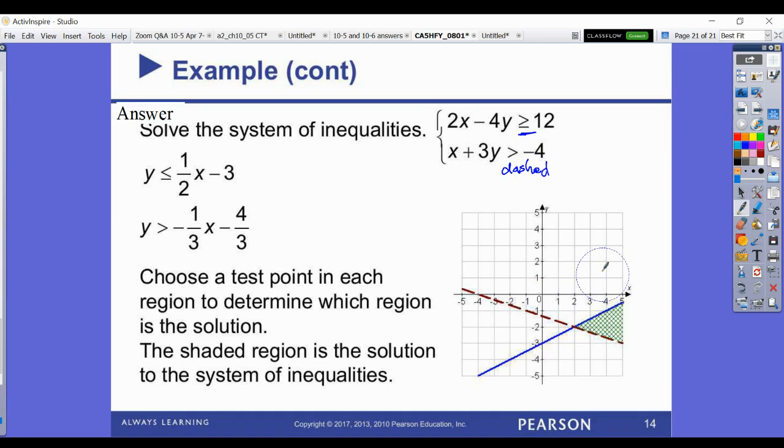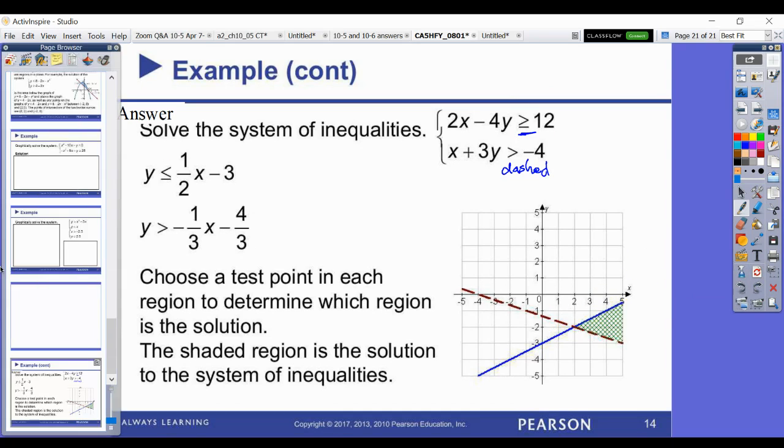And then when you pick a point, you can pick a point in each quadrant and test it, or you can just take the first graph and pick a point and decide if it's above or below, and then pick a point for the second line and decide if it's above or below.